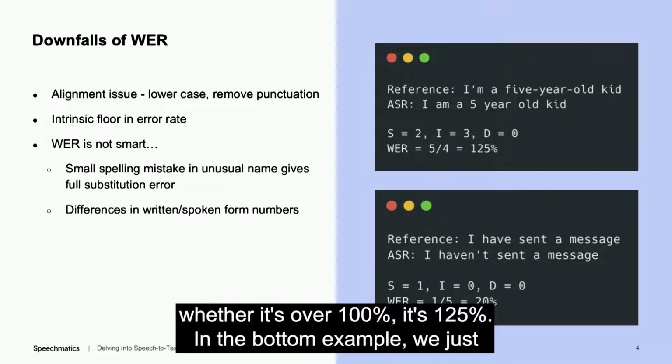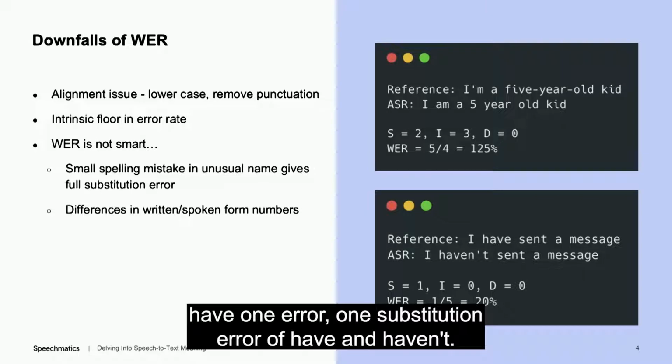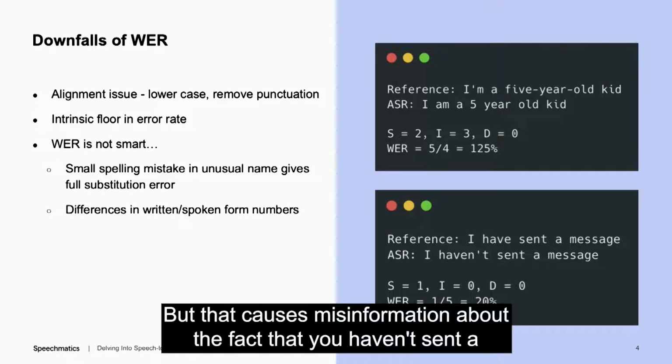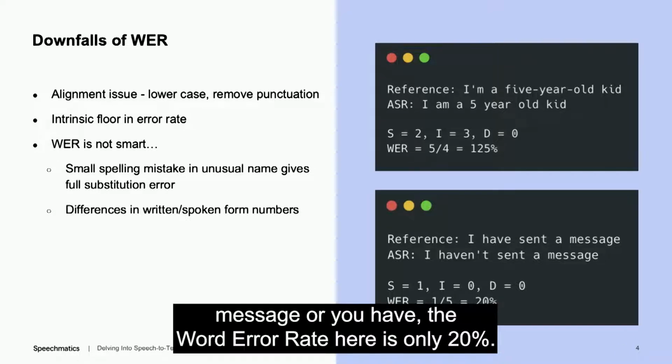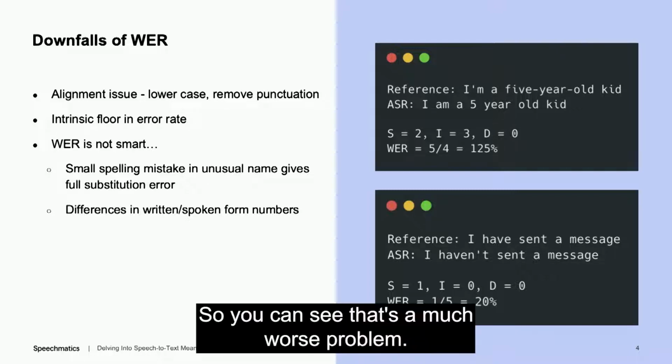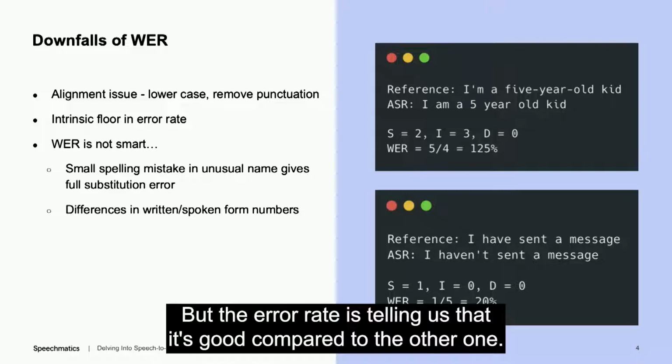It's 125%. In the bottom example, we just have one error, one substitution error of "have" and "haven't." But that causes misinformation about the fact that you haven't sent a message, or you have. The word error rate here is only 20%. So you can see that's a much worse problem, but the error rate is telling us that it's good compared to the other one.